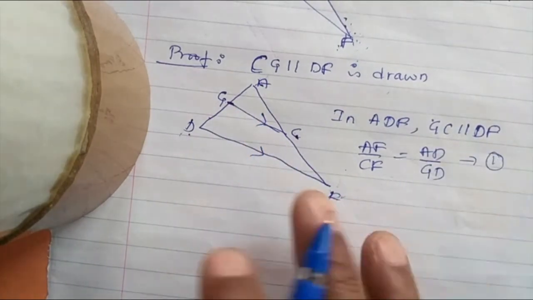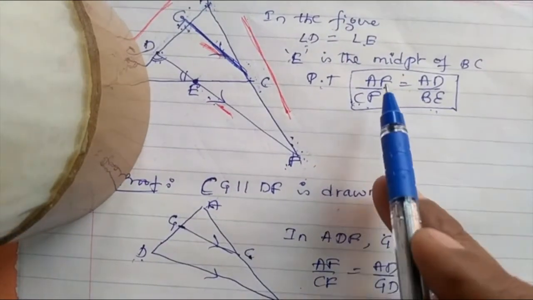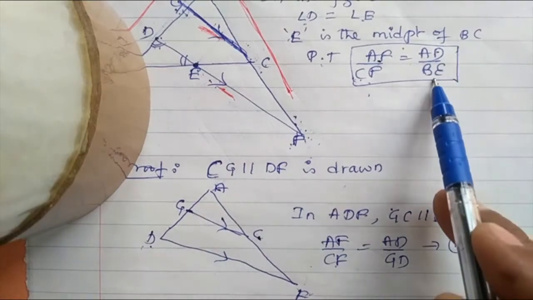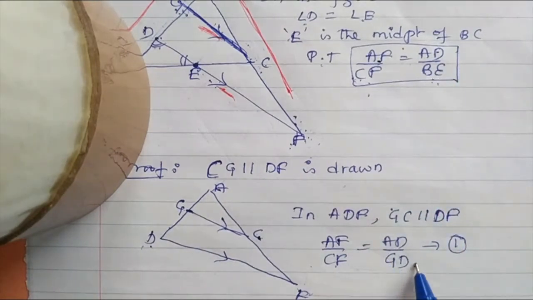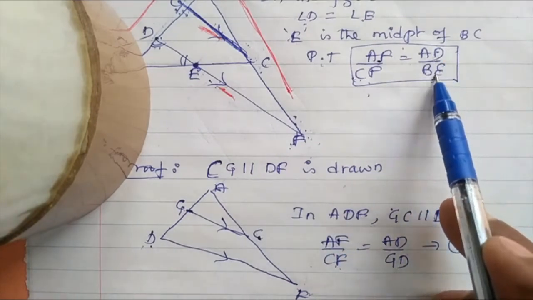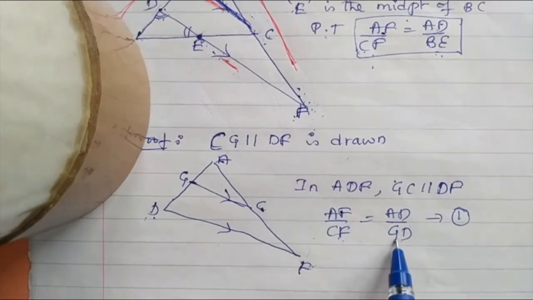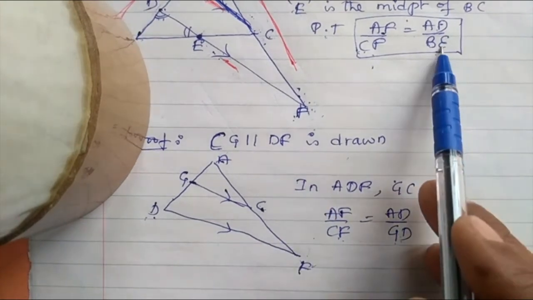So we mark equation 1. Look at AF by CF we got. Here the numerator AD also we got, but the denominator BE is changed here. Almost we reached the answer. AF by CF, AD by BE, but here AD by GD. This one is changed. So what to do for this GD? How to convert this GD to BE?